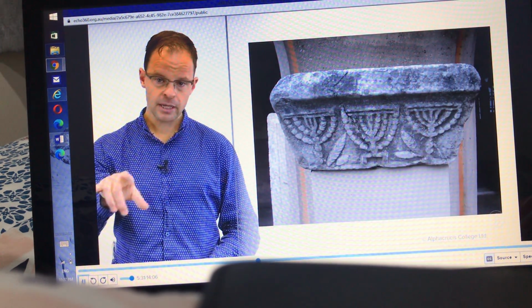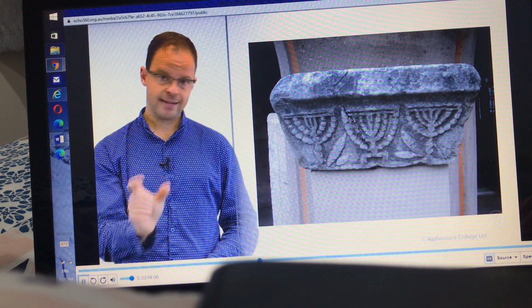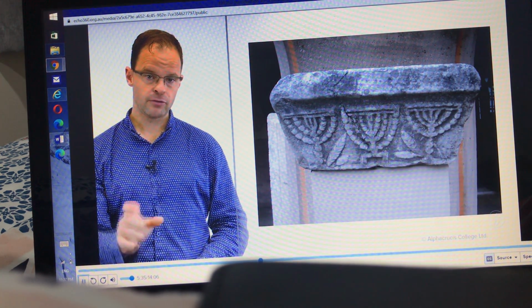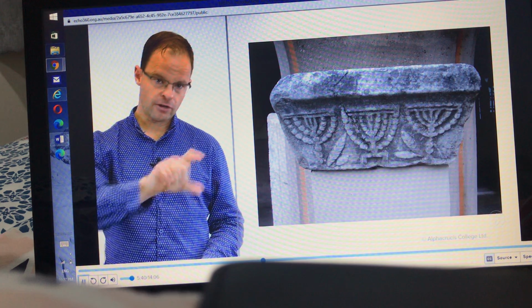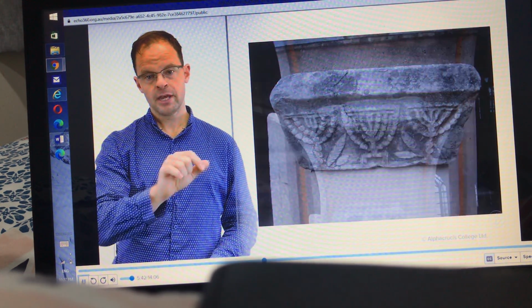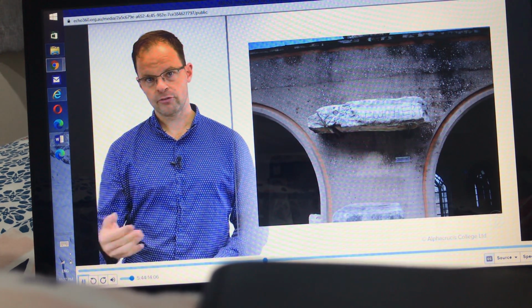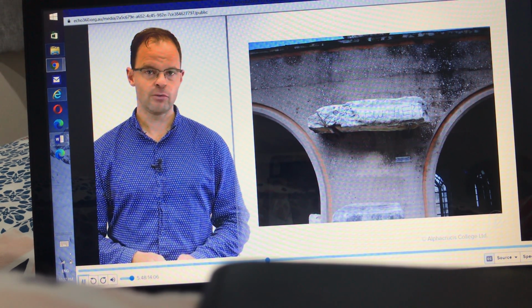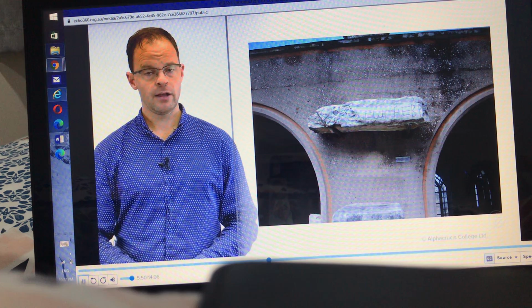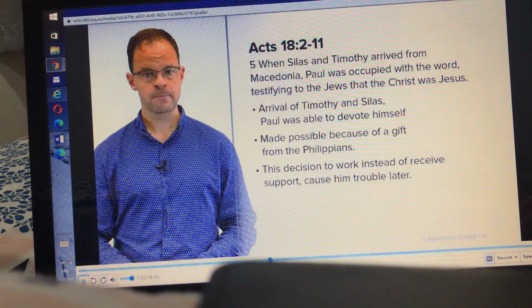The picture you've got here is from a 2nd century synagogue that they found. They found parts of it in Corinth. So you've got the menorah on the one side, and on the other side you've got what's written in Greek, the synagogue of the Hebrews. That's not the one that Paul was in. This is probably a 2nd century one, but certainly there was a synagogue there when Paul was there.